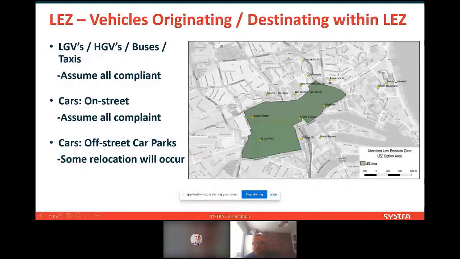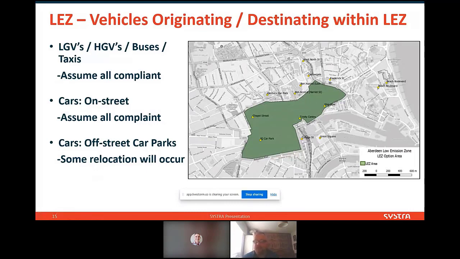The other thing I'd mentioned earlier was to do with car parks, and the assumptions that we had in Paramics when we had certain zones. This is one example of a boundary as a low emission zone. Within Aberdeen, there were some car parks within the boundary and some car parks outside the boundary. So we had to make an assumption that if you were a non-compliant vehicle and in your existing trip you were coming into the zone, in reality you would just go to another car park that is outside of the low emission zone.